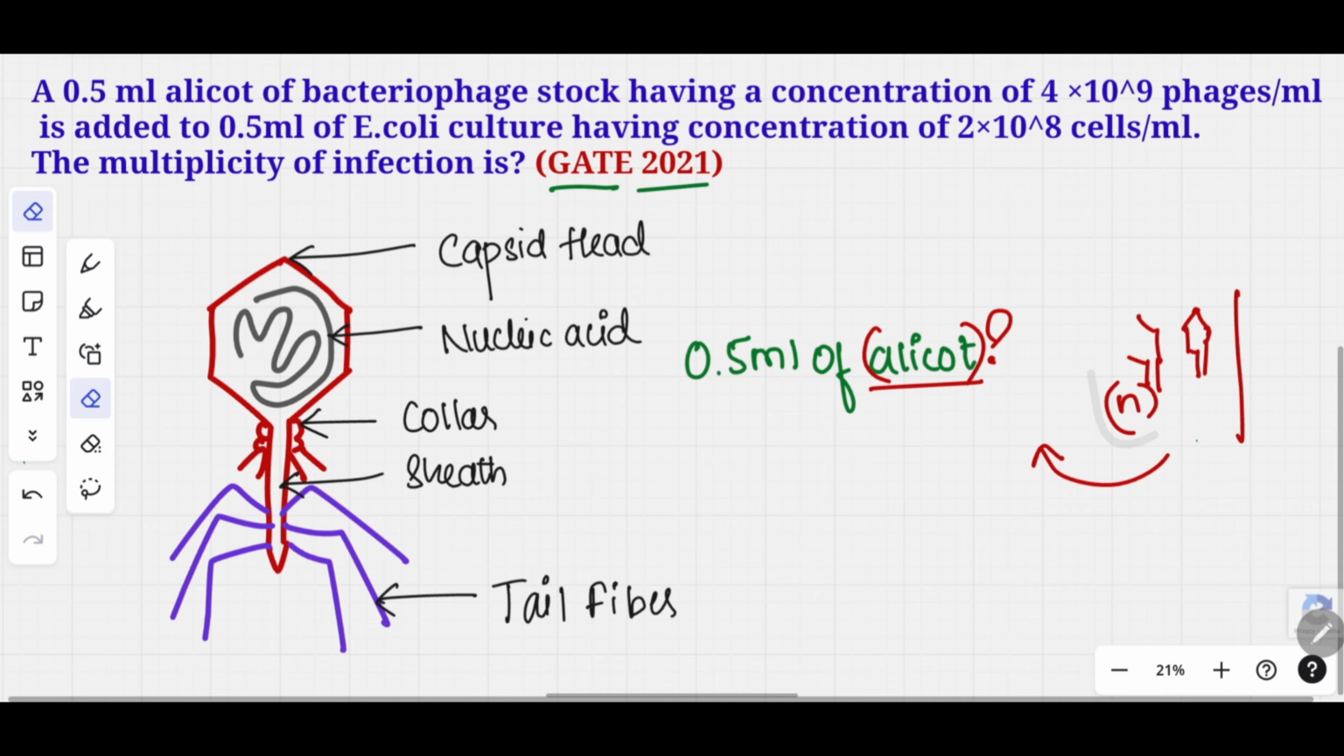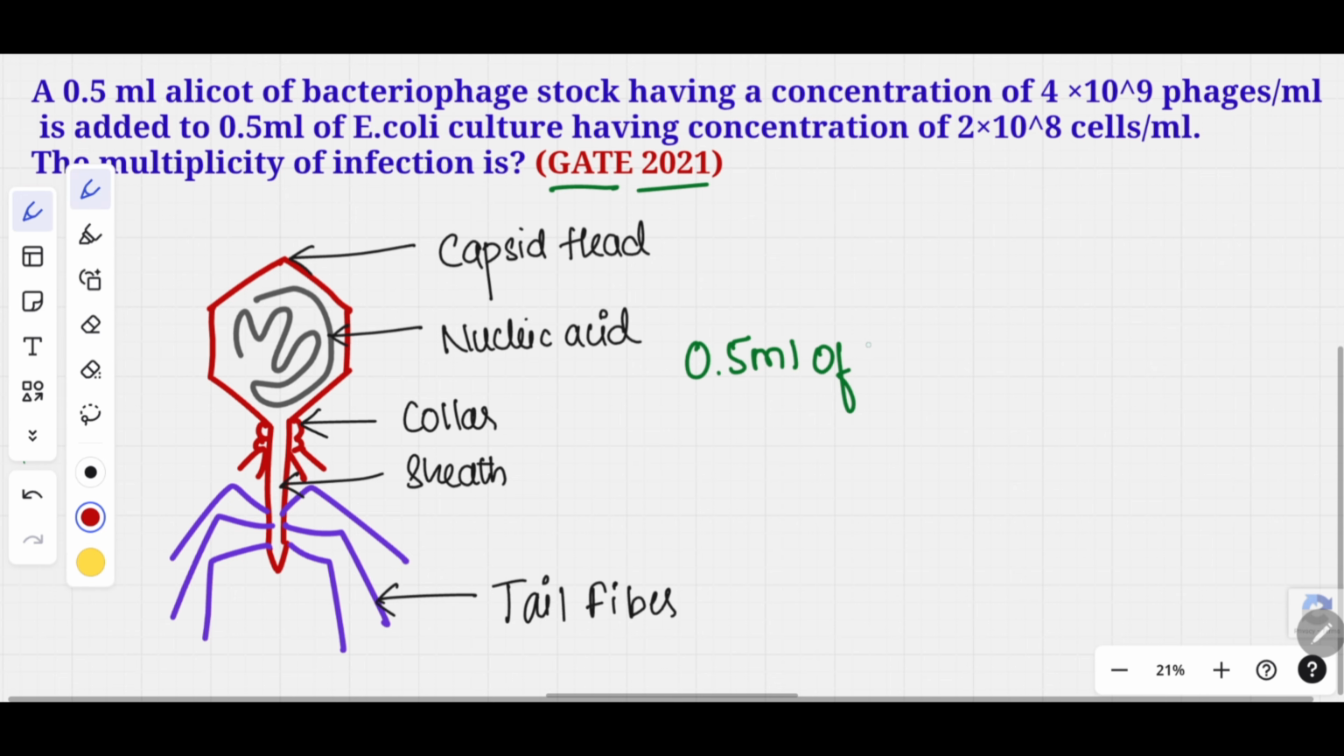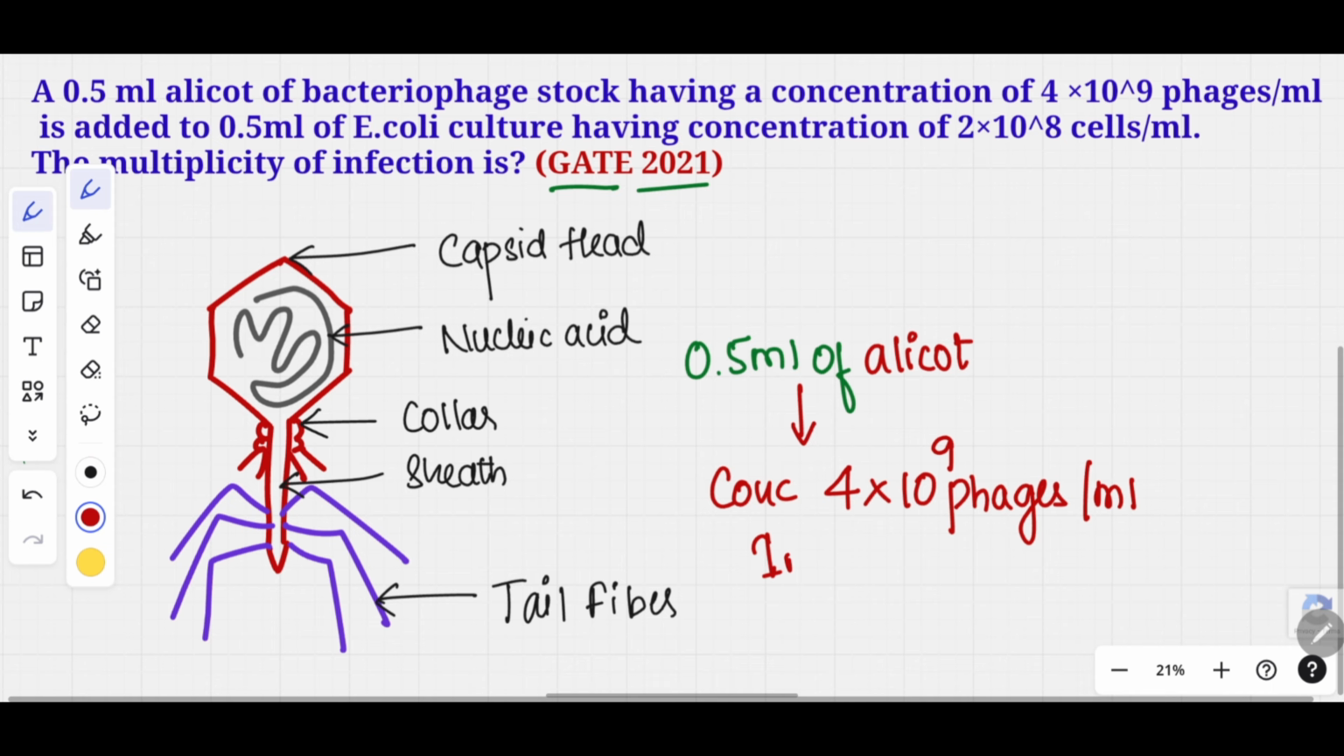So 0.5 ml of an aliquot is used. This has a concentration. The concentration is 4 into 10 to the power of 9 phages per ml, which means in 1 ml of this aliquot, 4 into 10 to the power of 9 phages are present. This is a simple understanding.